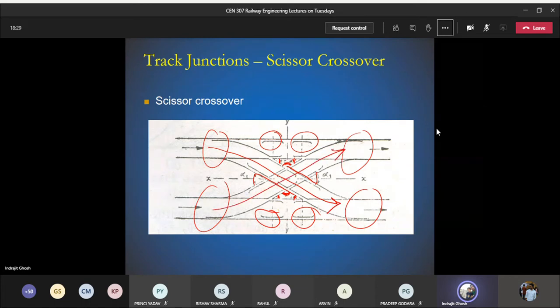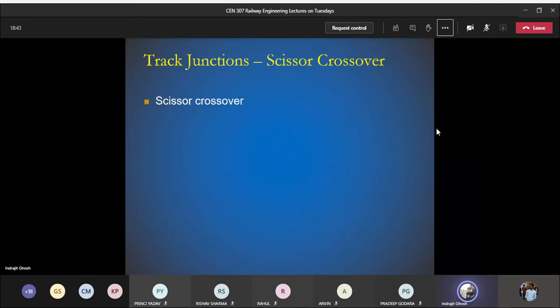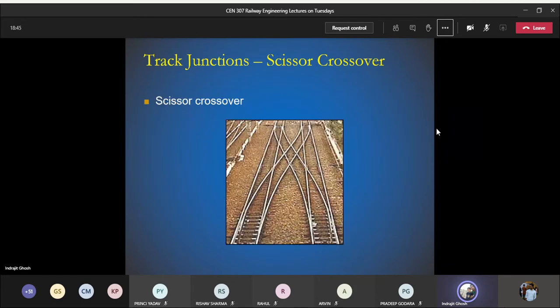In case of a single crossover, only one of these two was available, not both of them. So scissor, the shape of a scissor, you know, like this. This is a real photo. So here you can see the train can go in this direction, the train can go in the other direction.